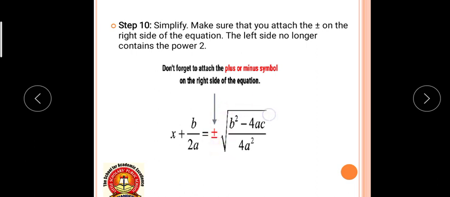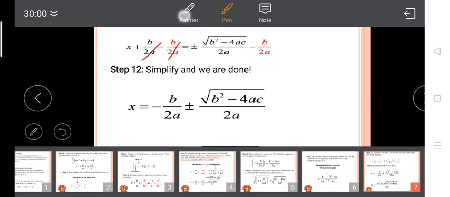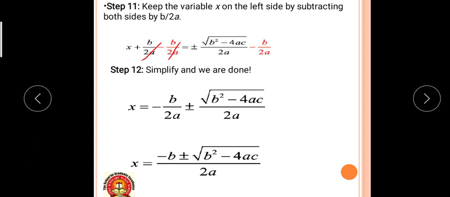Don't forget to write this plus minus symbol. Okay, plus minus square root of b square minus 4ac upon 4a square. And in 4a square you can take 2a. Square root of a square is a and square root of 4 is 2. In the next step I did this. Okay, and after subtracting b upon 2a on both sides, you will get x is equal to minus b upon 2a plus minus square root of b square minus 4ac upon 2a.